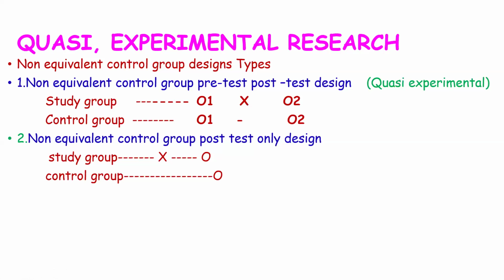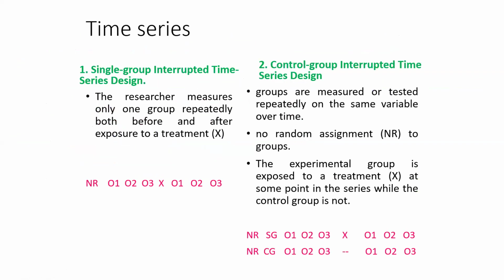Why is it a non-equivalent control group? We are not giving equal chances to everybody. Random assignment is not provided in the quasi-experimental research design. And coming to time series, again, it has two types: single group interrupted time series and control group interrupted time series.